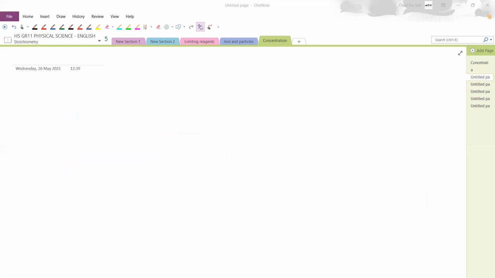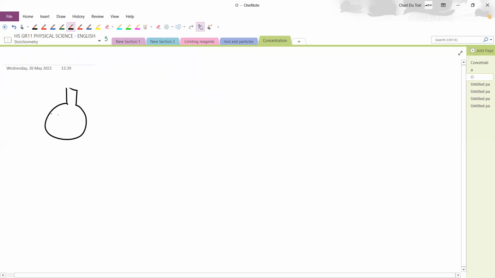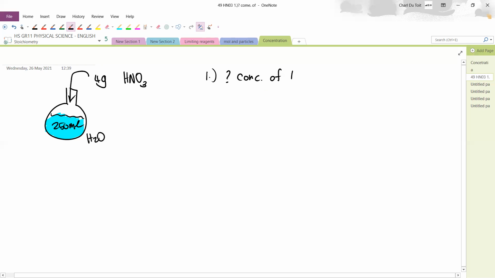Okay, let's check here. Same type of thing. I have a flask. And in this flask, there's 250 milliliters of water. I'm going to add 4 grams of nitric acid. Right. Everyone, number one, what is the concentration of the nitric acid in solution? Go.